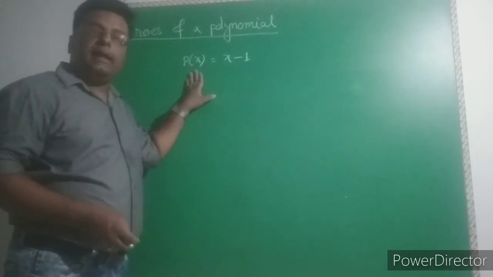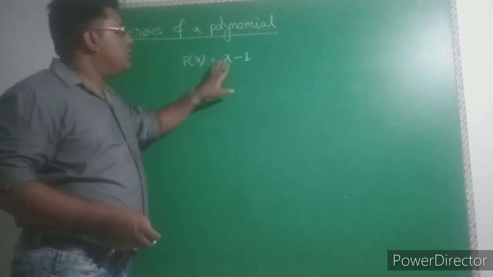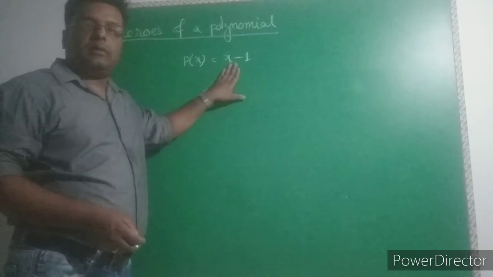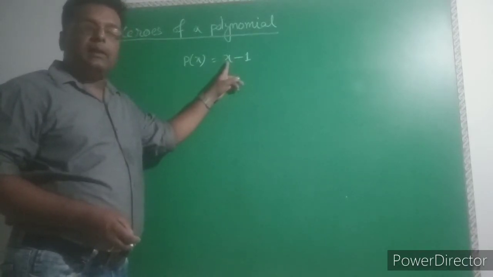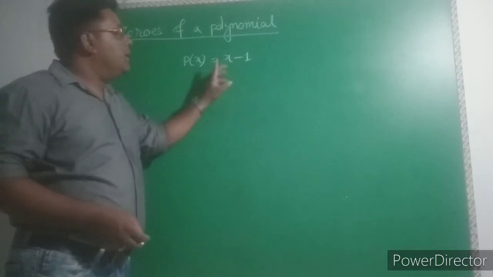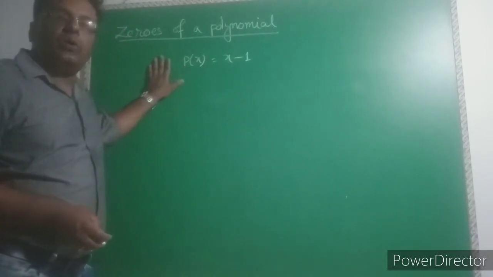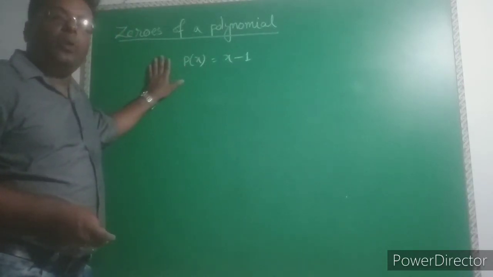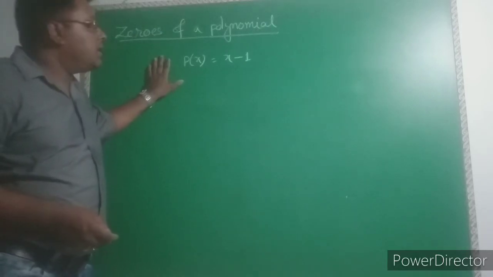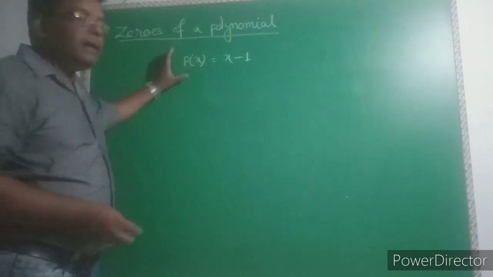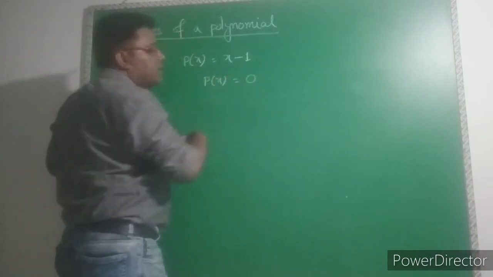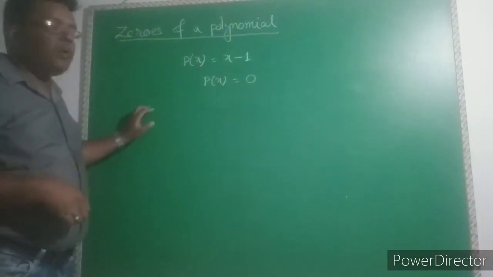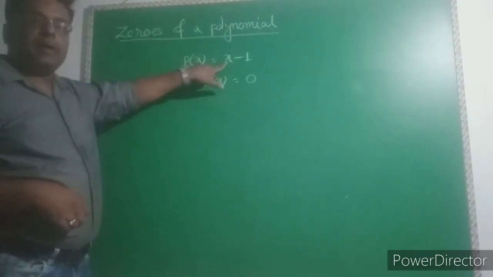Now we consider a linear polynomial p(x) = x - 1. The power of x is 1, the highest power, that is, the degree is 1 here. So it's called a linear polynomial. Now we have to find the zero of this polynomial. That is, for what value of x the value of p(x) becomes 0.